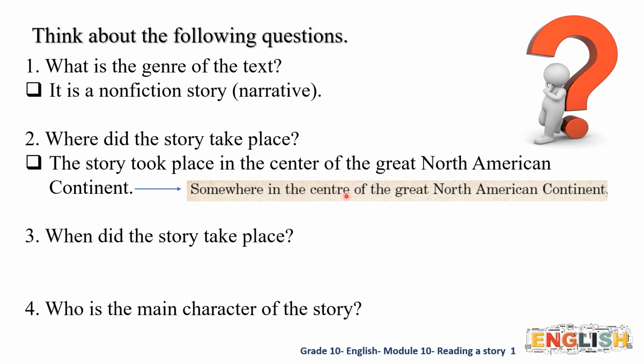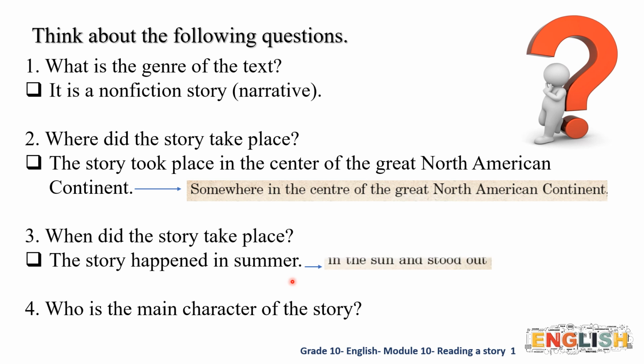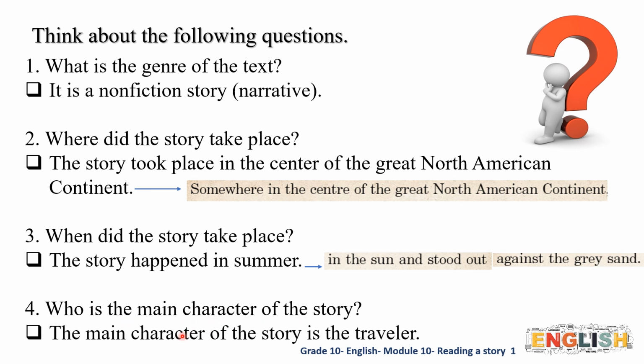And here is the evidence from the text. Question number 3. When did the story take place? When did the story happen? In summer. The story happened in summer. And the evidence is in the sun and stood out against the gray sand. So the sun reflects the gray sand. Who is the main character of the story? The main character of the story is the traveler. Excellent.